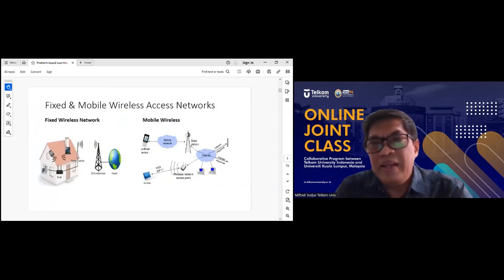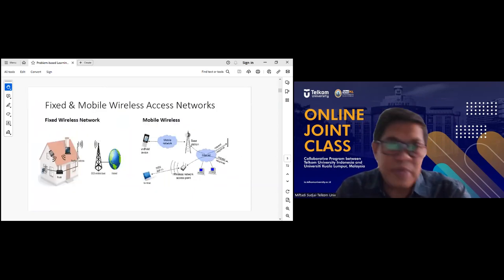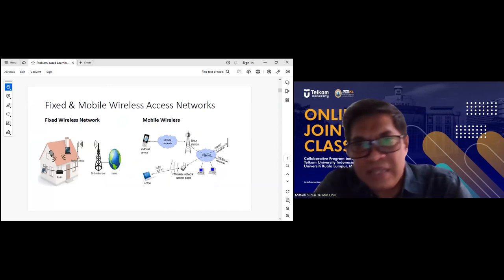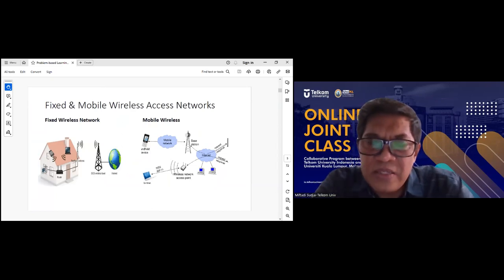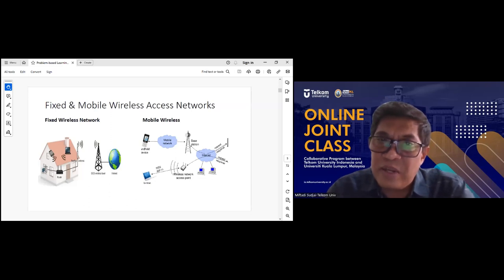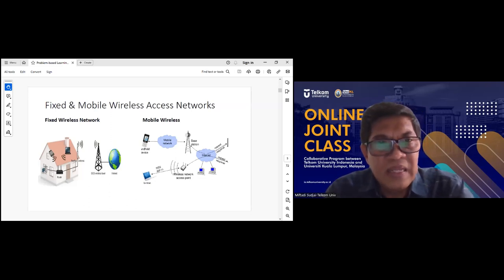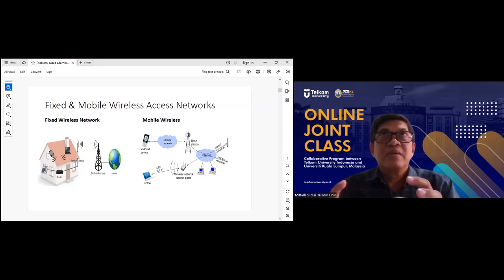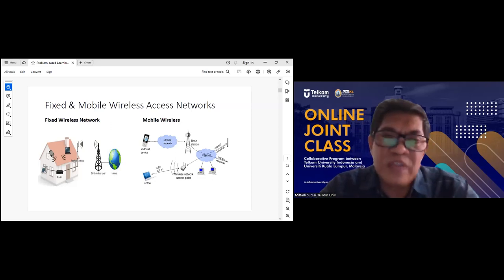Okay, and the other characterization of wireless communication is normally the mobility characteristic of wireless communication. Why is this important? Because it will define the architecture of a communication network. And also this kind of communication will determine what kind of services can be offered to the subscriber.